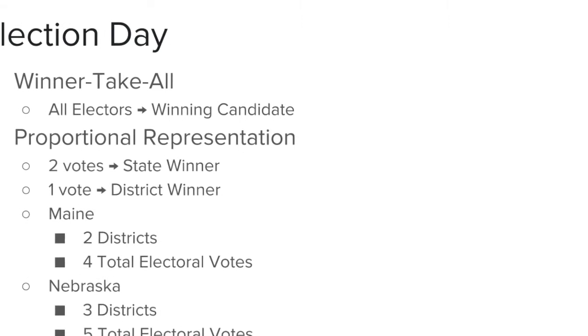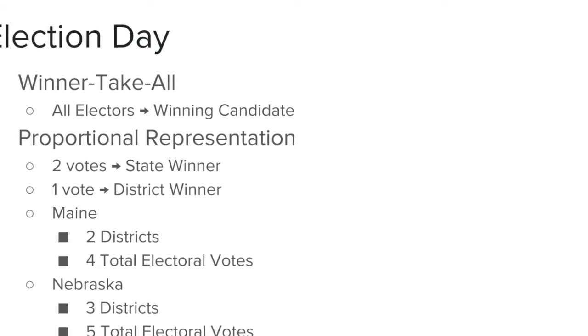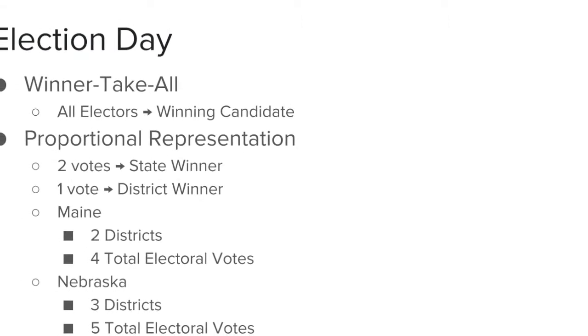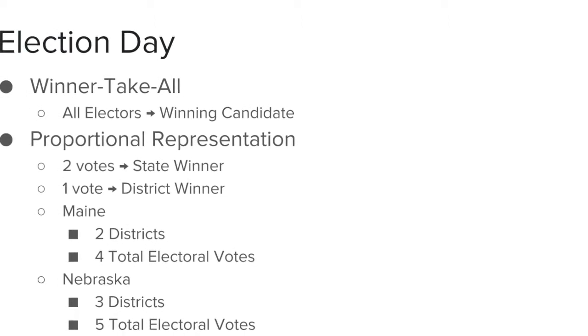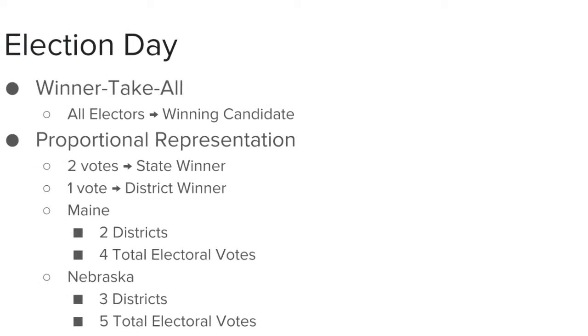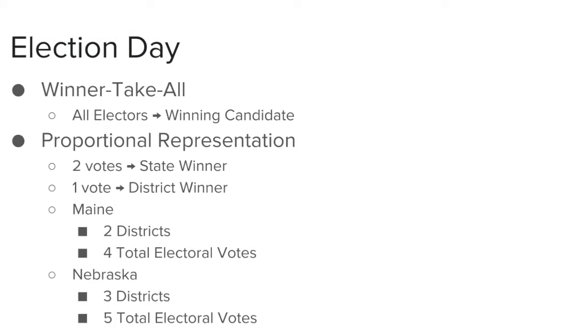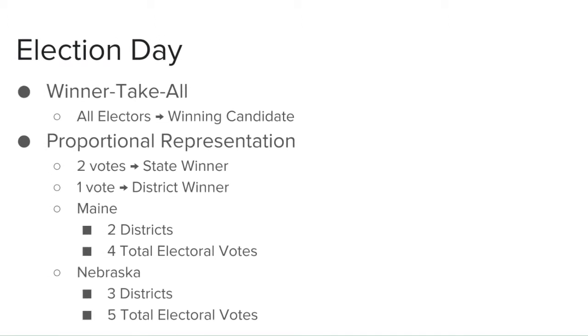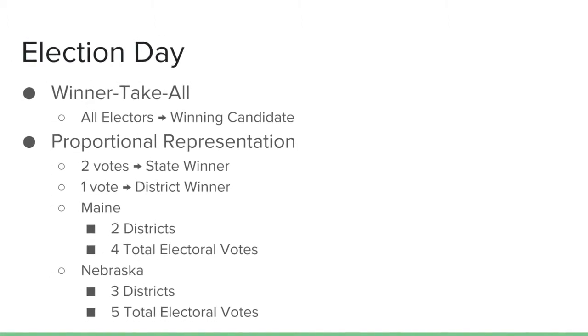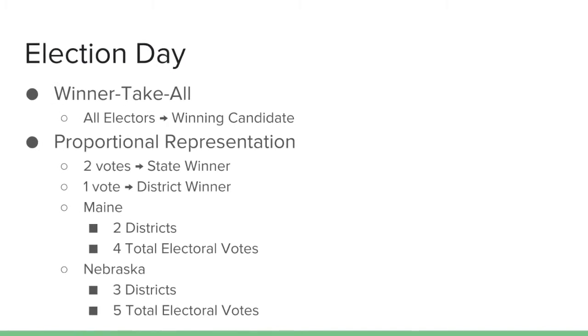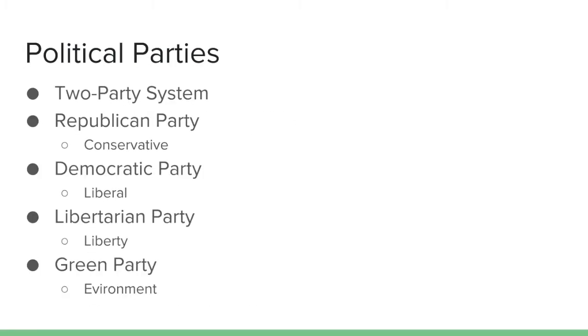Election Day has a winner-take-all policy. All electors from a state are given to the winning candidate for that state. Maine and Nebraska, however, have a proportional representation. 2 votes are awarded to the statewide winner, and 1 vote is given to the winner of each district. In Maine, there are 2 districts, and in Nebraska, there are 3.